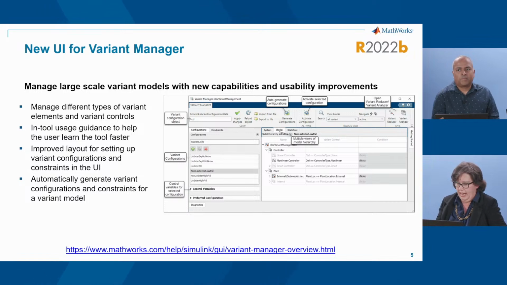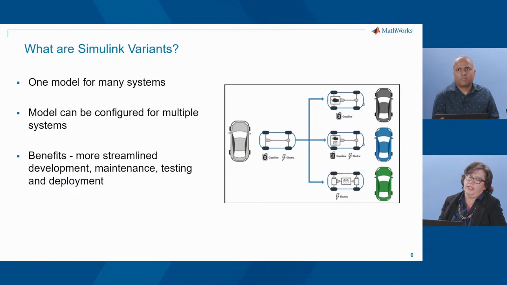So, that's a cool thing, but maybe you're saying, look, Teresa, you moved way too fast. I don't understand what Simulink variants are. What is this in Simulink? So in Simulink, what this really means is that you have one model for many systems. It's really cool. It's saving you time. You can reuse components, so things that are common can just stay common.